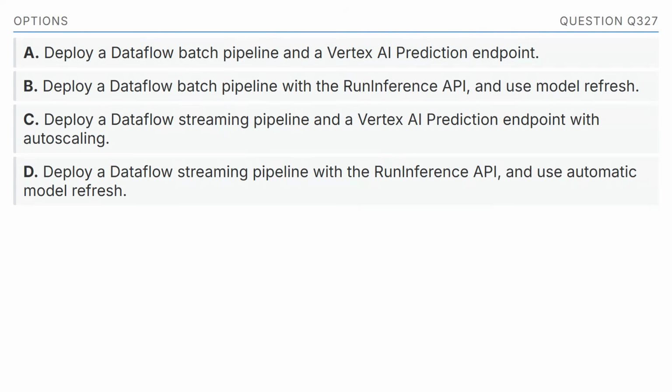The options are: Option A, deploy a Dataflow batch pipeline and a Vertex AI prediction endpoint. Option B, deploy a Dataflow batch pipeline with the Run-Inference API and use model refresh. Option C, deploy a Dataflow streaming pipeline and a Vertex AI prediction endpoint with autoscaling. Option D, deploy a Dataflow streaming pipeline with the Run-Inference API and use automatic model refresh.